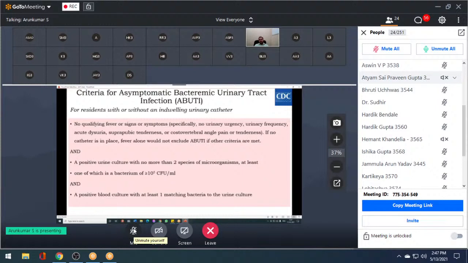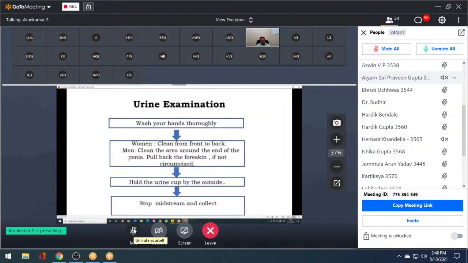For asymptomatic bacteriuria, a positive urine culture is obviously required. With the absence of any symptom, then you can come to a conclusion of asymptomatic bacteriuria. With regard to urine examination, you should advise your patients properly that they should wash their hands, clean the periurethral region, pull back the foreskin if it is a male, and then collect the urine.